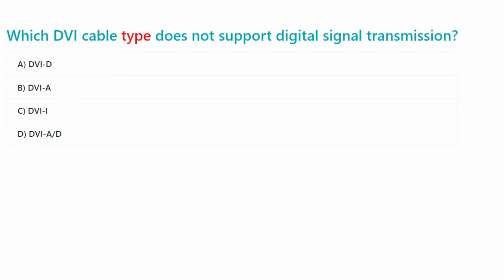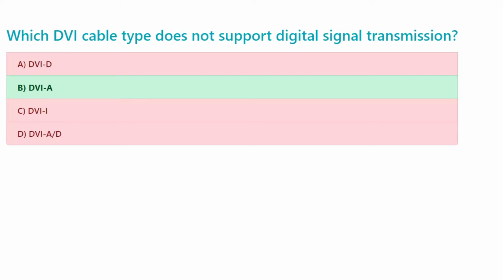Which DVI cable type does not support digital signal transmission? A. DVI-D. B. DVI-A. C. DVI-I. D. DVI-A/D. The correct answer is B. DVI-A.